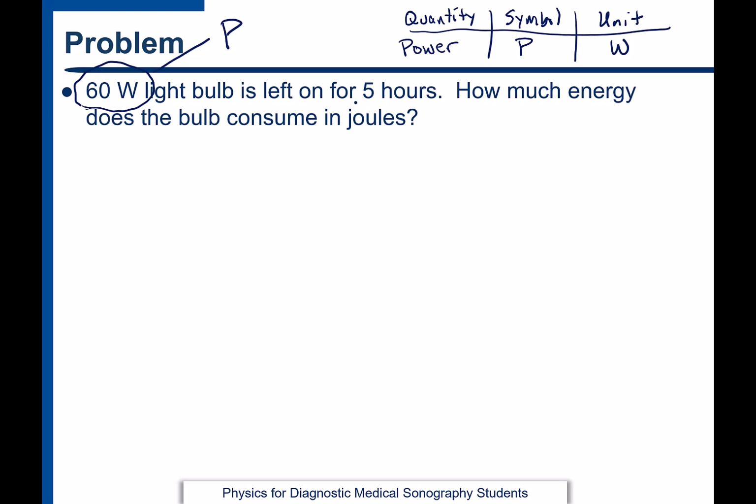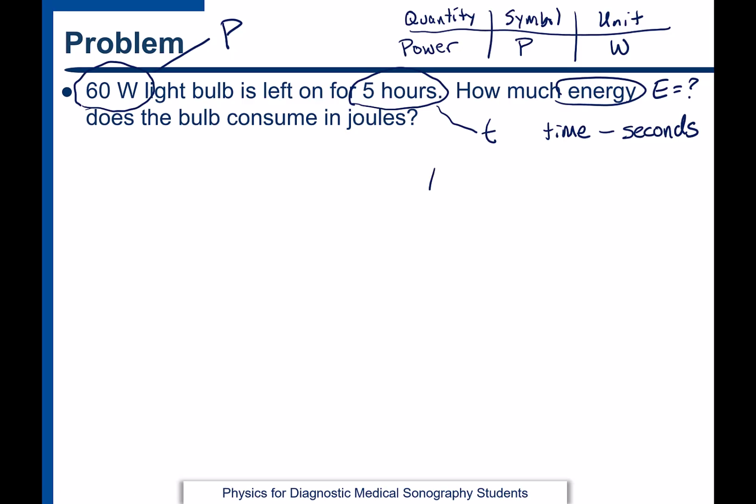We're told that the bulb was left on for 5 hours, so that's T. But we know that time has to be in seconds when we're using that formula. And notice that what we're being asked for is the energy in joules. So we're trying to find the energy. We know the power and we know the time, but we don't know the time in the correct units.